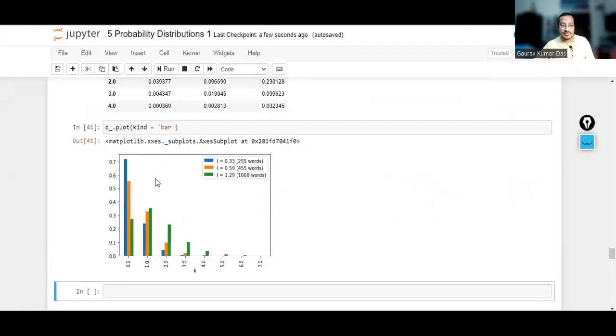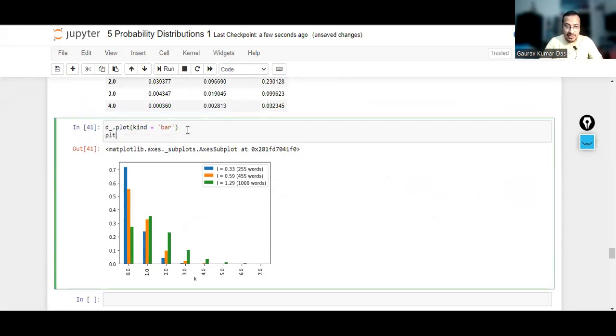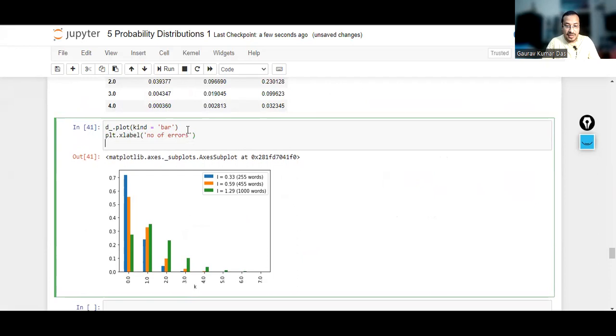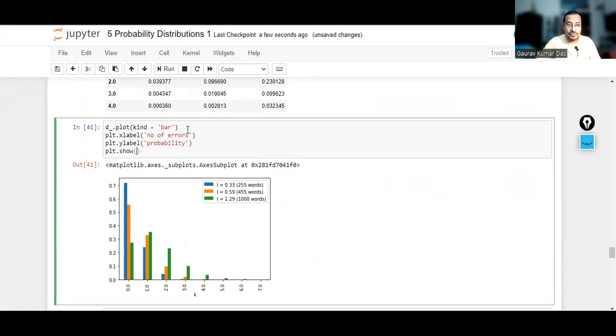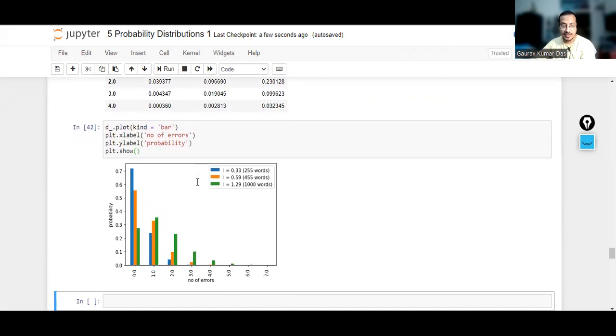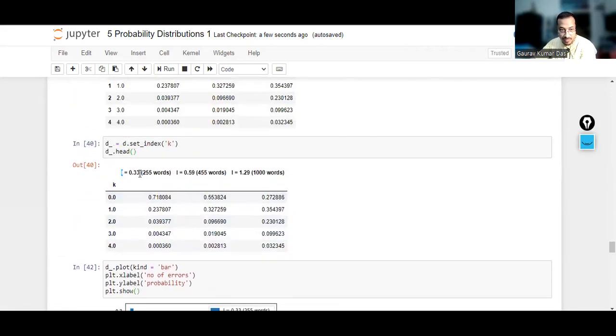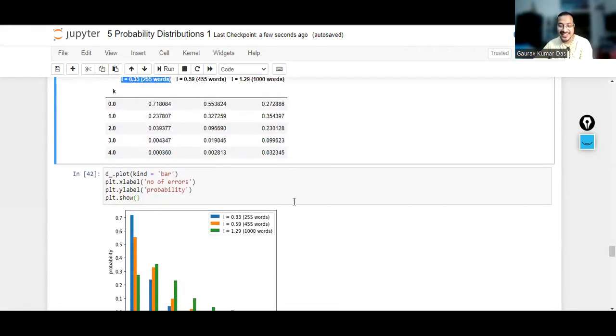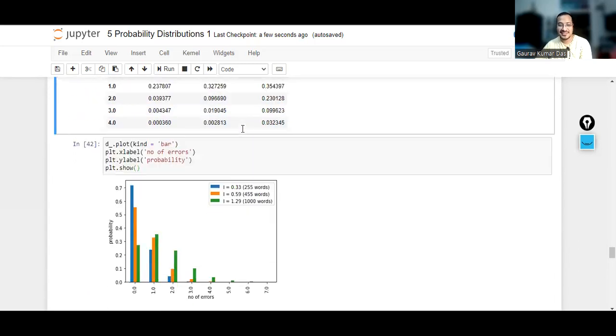Very easily, right? I can also do plt dot x label is nothing but my number of errors. Okay, and plt dot y label will be probability. Very simple, nothing but probability. And plt dot show. Okay, because when you do group bar plot, the column name itself becomes the legend. That's why I'm using it like this.